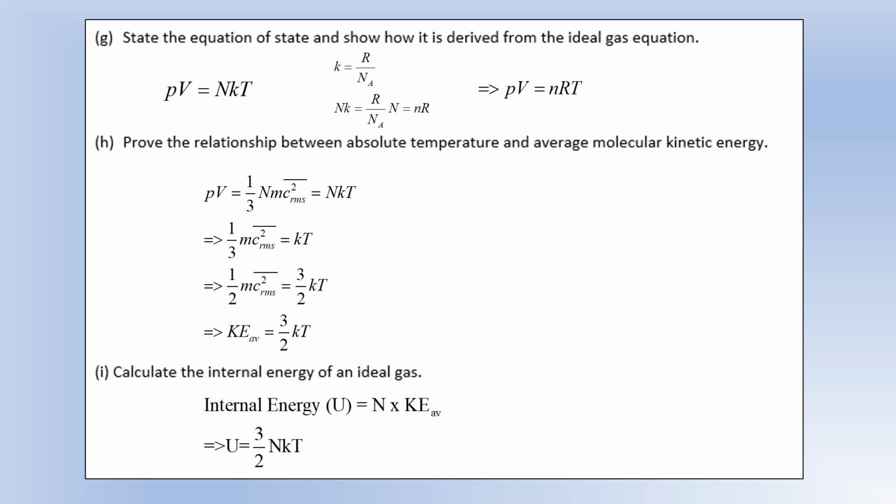For the internal energy of a gas, remember we ignore intermolecular forces, so we ignore electric potential energy. So it's just going to be the sum of the kinetic energies, which will be the number of molecules times the average kinetic energy, so 3/2 NkT. To get the total internal energy, all we need to know is the number of molecules and the temperature.